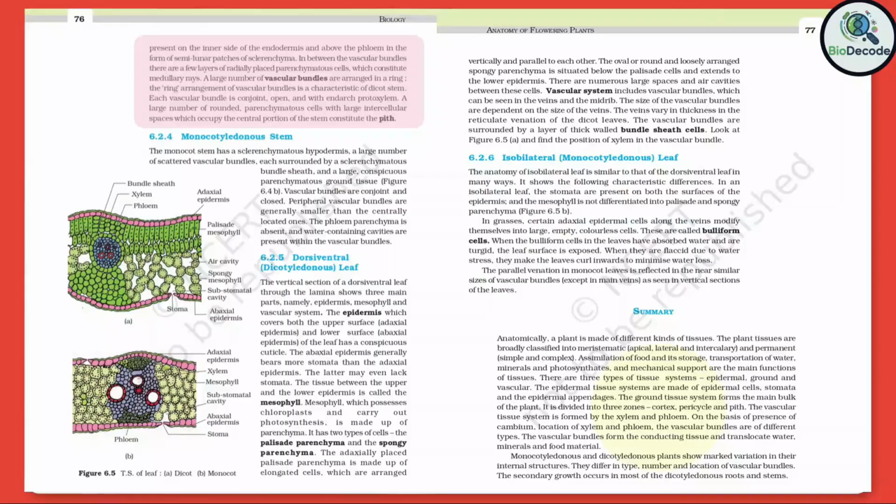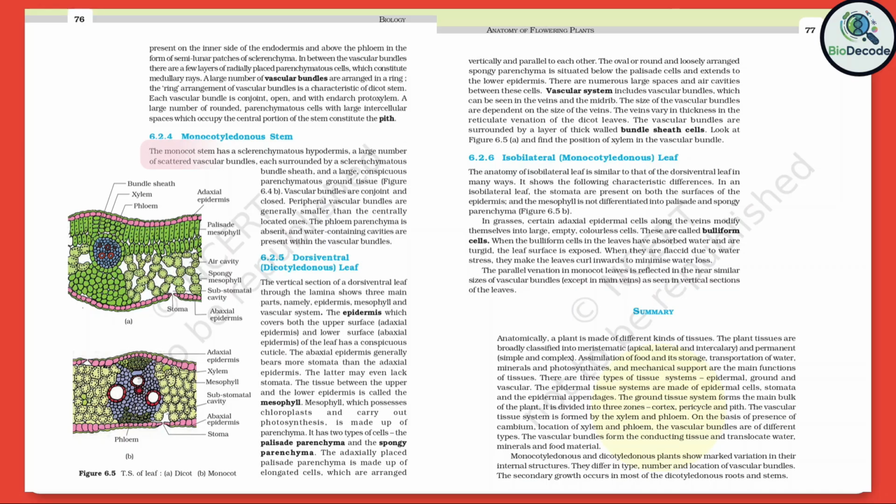Between the vascular bundles, a few layers of radially placed parenchymatous cells form the medullary rays. A large number of vascular bundles are arranged in a ring, which is characteristic of a dicot stem. Each vascular bundle is conjoint, open, and has endarch protoxylem. The central portion of the stem, consisting of rounded parenchymatous cells with large intercellular spaces, forms the pith.